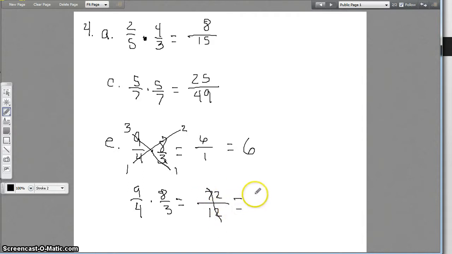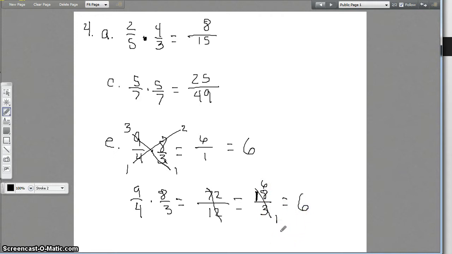72 divided by 4 is 4 goes into 7 one time with 3 left over, 32. So that means 18 is what we get when we divide 72 by 4. And then 12 divided by 4 is 3. These are both multiples of 3, so I can divide again. 18 divided by 3 is 6. 3 divided by 3 is 1. So we end up with 6 as our answer.